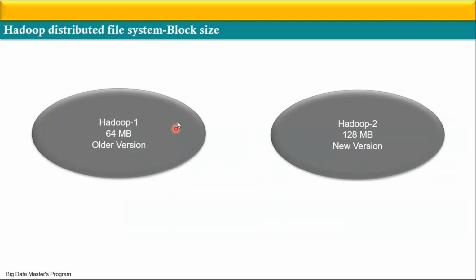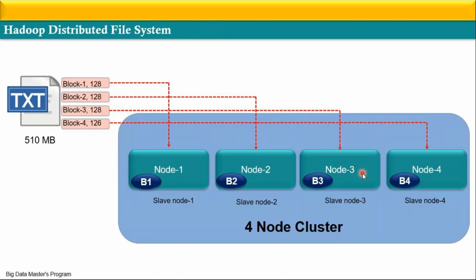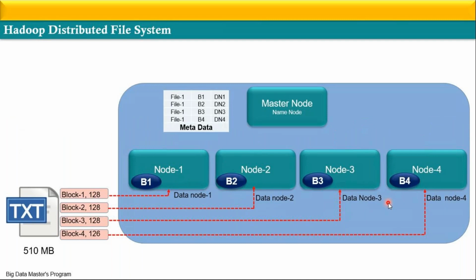So Hadoop 1 was having a 64 MB block size. That is the older version, and Hadoop 2 and above is having a 128 MB block size. Now that is perfectly fine. I have discussed that 510 MB of data was there, and we have divided it into four blocks, and each and every node is having one block, and we will be able to process it.